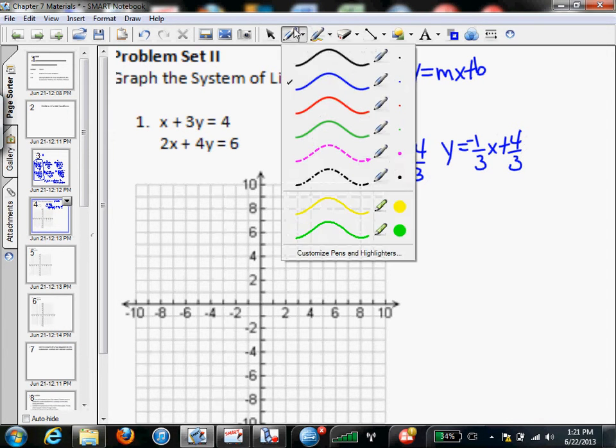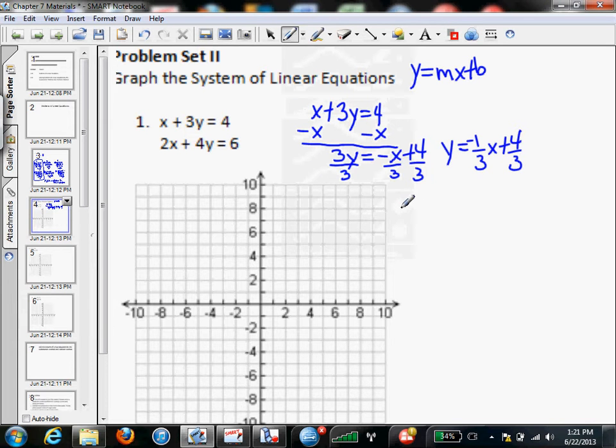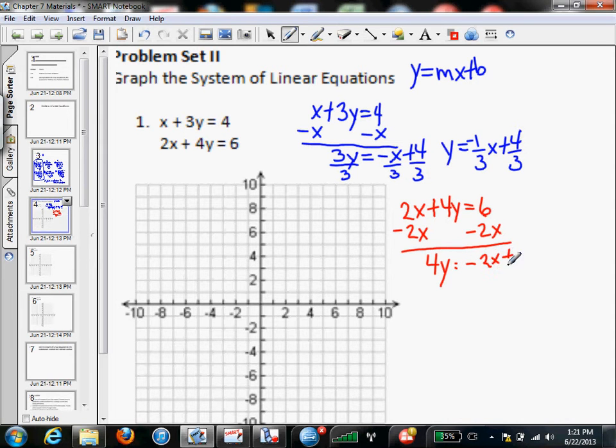Okay, and then if we want to look at the second equation of 2x plus 4y equals 6, let's subtract 2x on both sides. We have 4y equals negative 2x plus 6. Divide 4 on both sides to get y by itself, and we're going to have y equals negative 1/2 x plus 3 over 2.